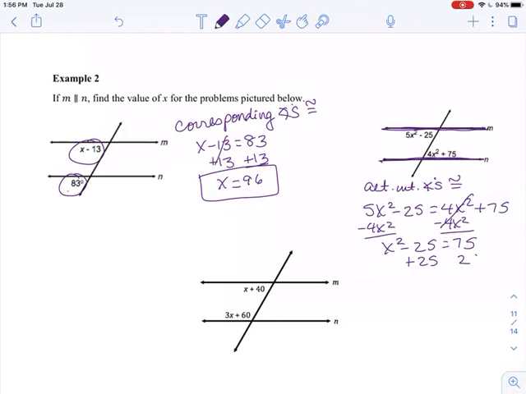And then I'm going to add 25. So I get x squared is 100. And this is very easy because x squared is 100. I just take the square root of 100, so x is 10. Okay?